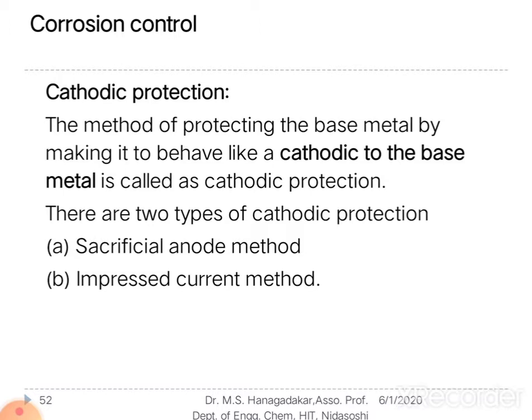Corrosion can be completely avoided only under ideal conditions. Since it is impossible to attain such conditions, it can be minimized to a certain extent by using certain corrosion control methods. They are protective coatings, corrosion inhibitors, cathodic protection, selection of design, etc.